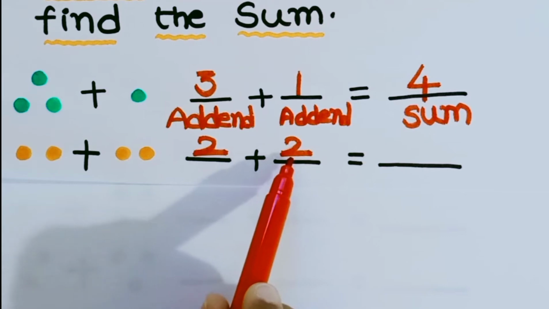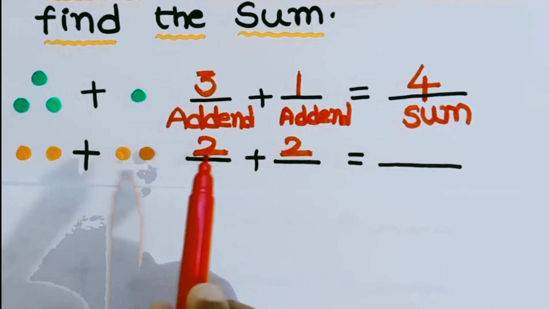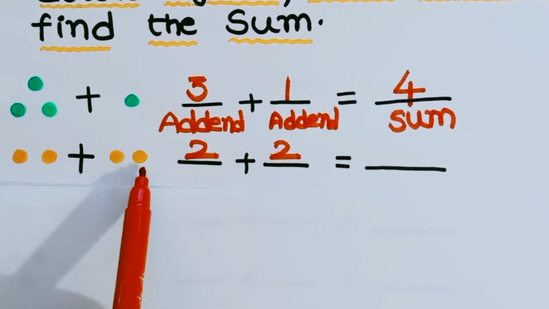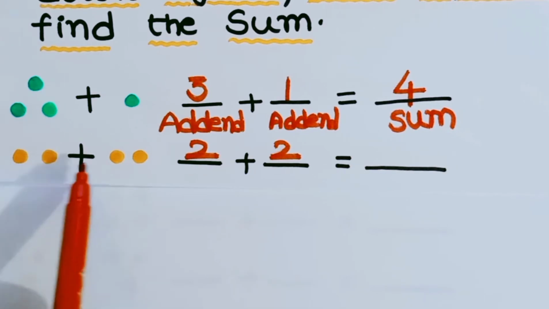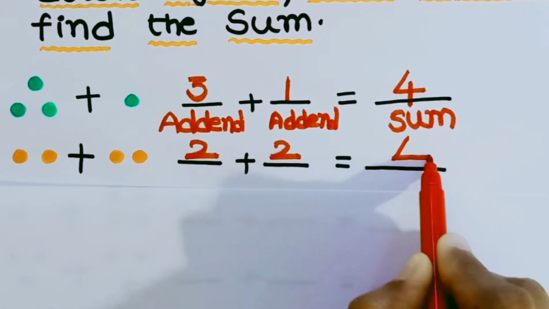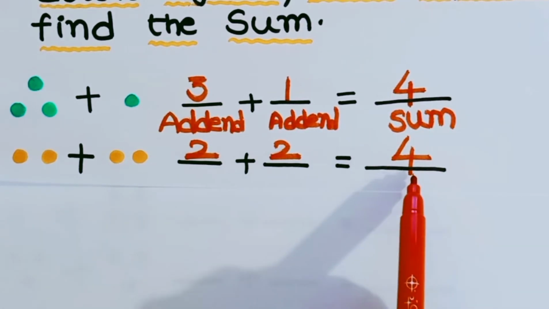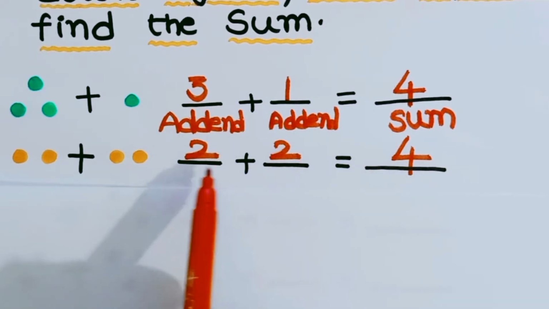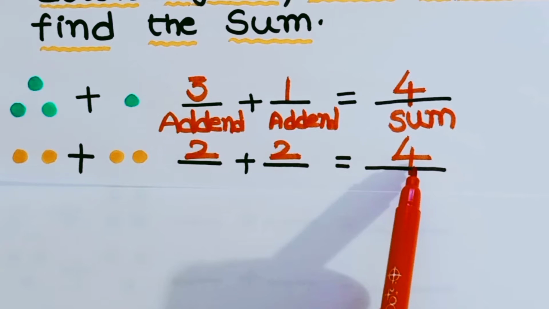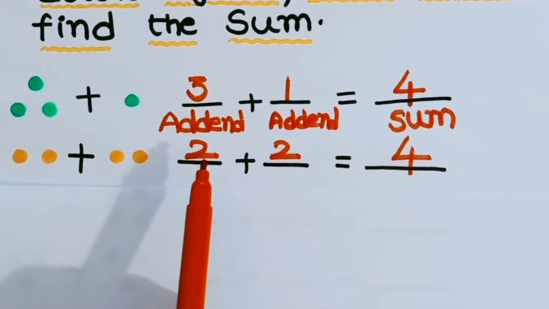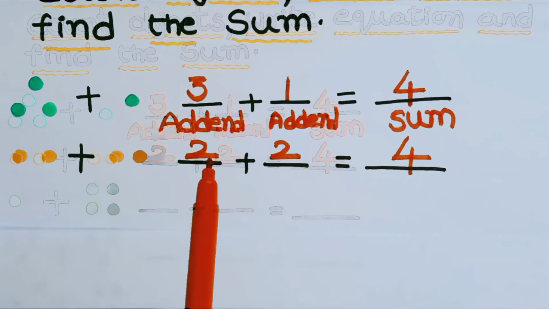So the addition of 2 to the number 2 gives how much? If we add 2 circles to the 2 circles, altogether how many circles are there? 1, 2, 3, 4. There are 4 circles. So what is the sum? The addition of 2 and 2 is 4. 2 plus 2 equals 4. The sum of 2 and 2 is 4.